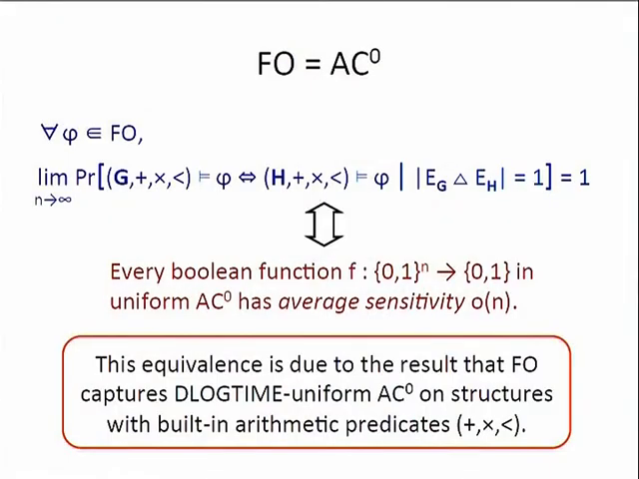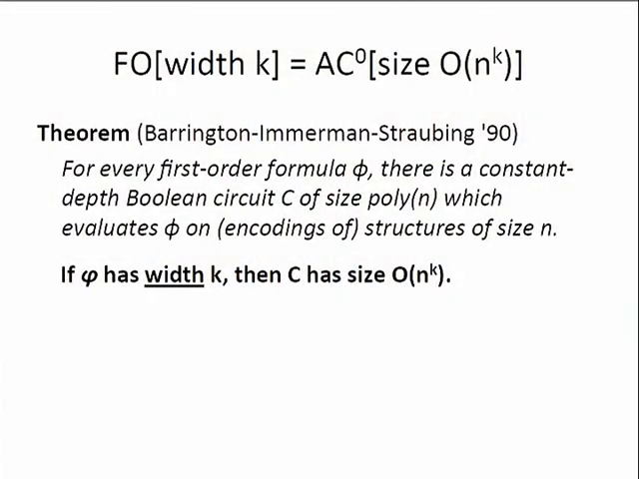FO with BIT is equivalent to FO with plus and times in linear order, or even just plus and times. It's all equivalent. When I talk about uniform AC0, there are versions of this equivalence for uniform or non-uniform AC0. If you have first order structures with a BIT predicate, then this gives you DLOGTIME uniform AC0. But for what I'm going to talk about, everything will apply to non-uniform AC0.